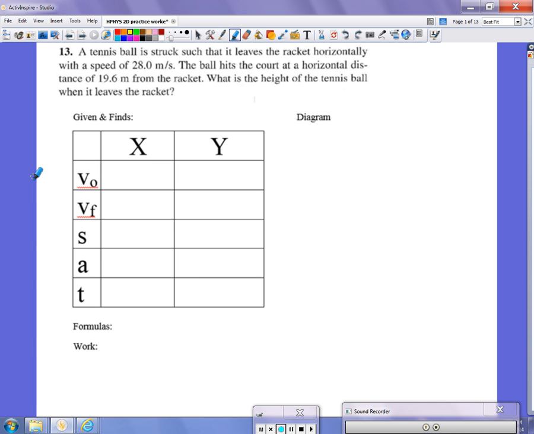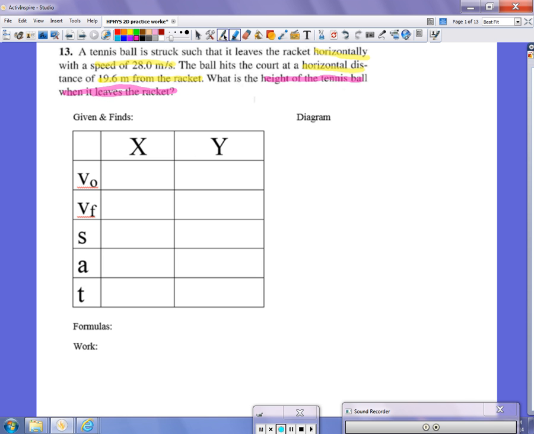All right, so a tennis ball is struck such that it leaves the racket horizontally with a speed of 28 meters per second. The ball hits the court a horizontal distance, 19.6 meters from the racket. And they ask, what is the height of the tennis ball when it leaves the racket?